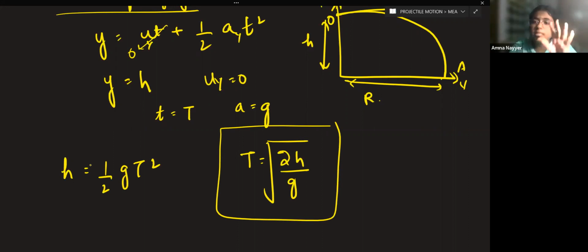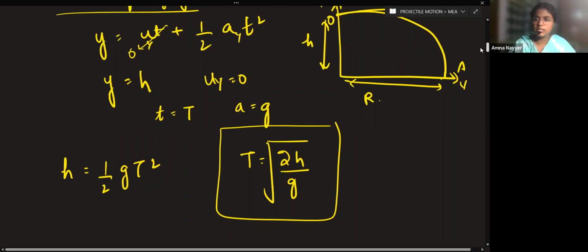Range of motion is easier than this. Just multiply u with it. u under root 2h by g. That is the formula of range of motion. T is under root 2h divided by g, right? Range of motion is u multiplied by under root 2h divided by g. See, derivation can come from here.